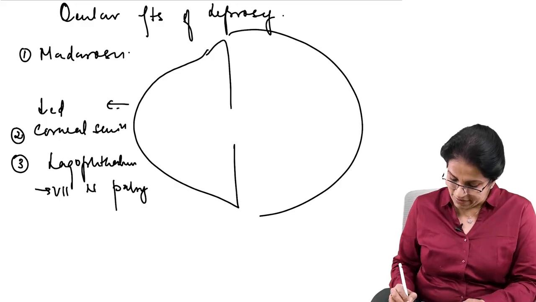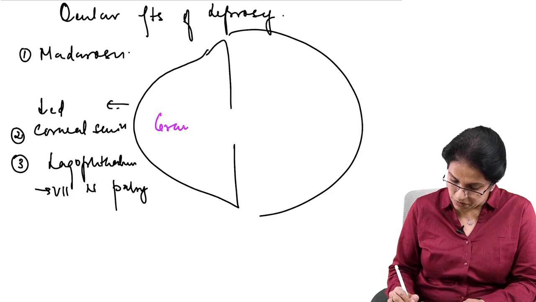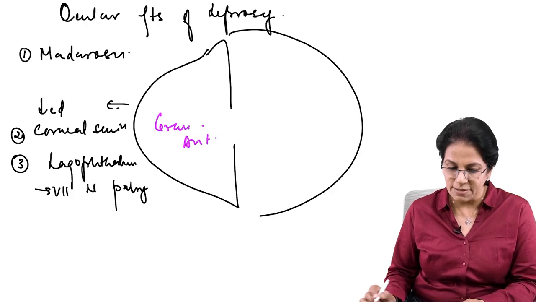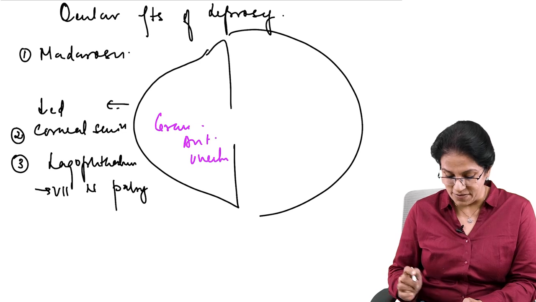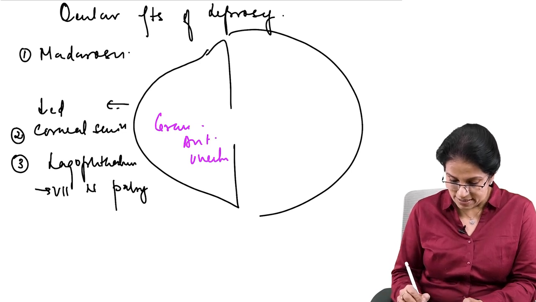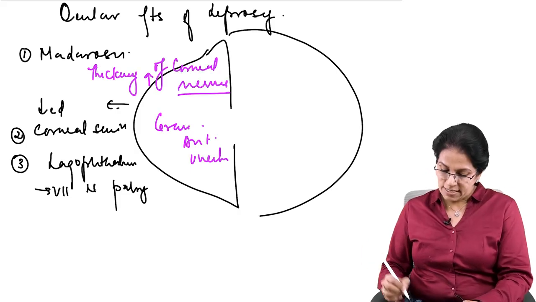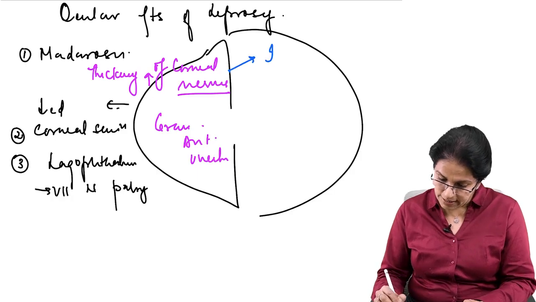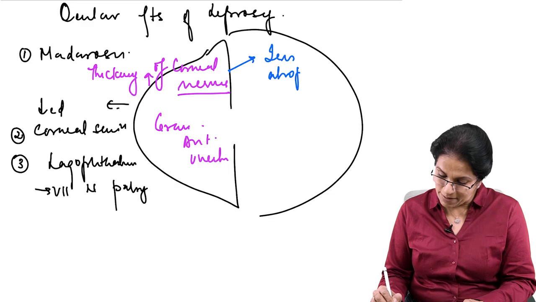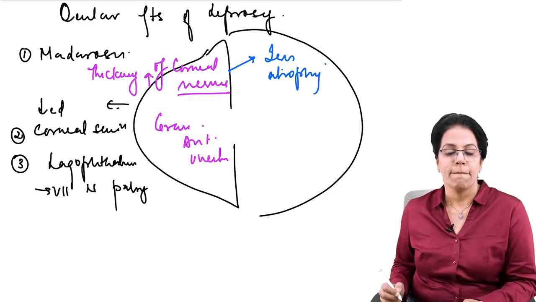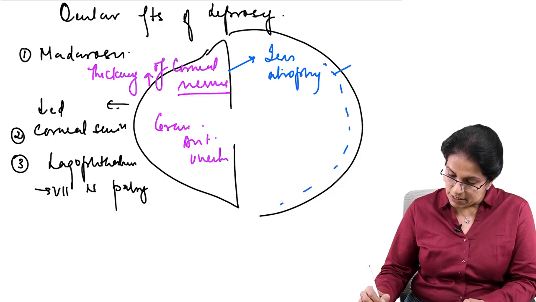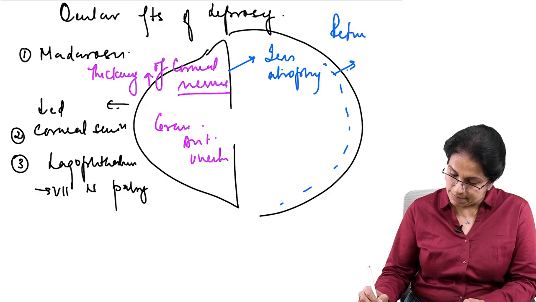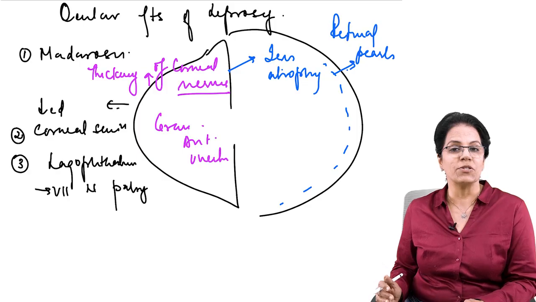What next? Next we can write it here, granulomatous anterior uveitis. Anything else in the cornea? Thickening of corneal nerves. This also has been done, isn't it? So we will learn thickening of corneal nerves. Okay, and what else? We can also get iris atrophy. So this diagram will help you to learn. And along with that, sometimes you can even get the same bacterial invasion in the retina as retinal pearls, right? So these are some of the other features of leprosy.